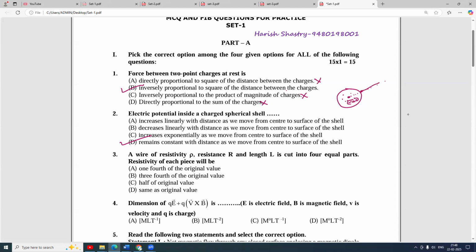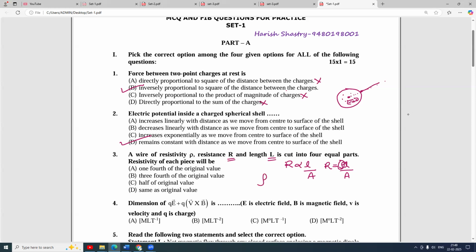A wire of resistivity rho and resistance R, length L, is cut into 4 equal parts. Resistivity of each piece is, resistance is directly proportional to length and inversely proportional to area. R is equal to rho L by A. Resistivity is the property of a material. It doesn't depend on length and area of cross section. Rho is independent of length and area of cross section.